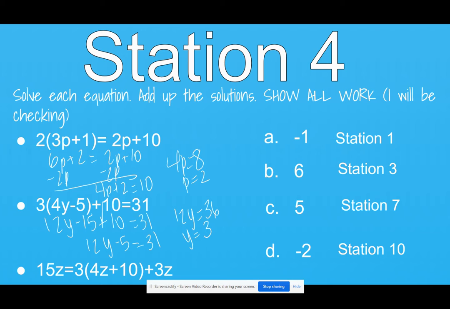Last problem. We have 15z equals 12z plus 10 plus 3z. Combine our like terms. 15z equals 15z plus, this should be 30. Excuse me, I did not do that properly. 30.